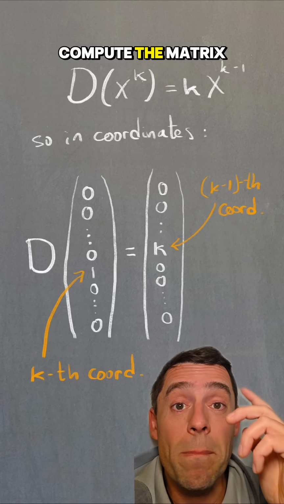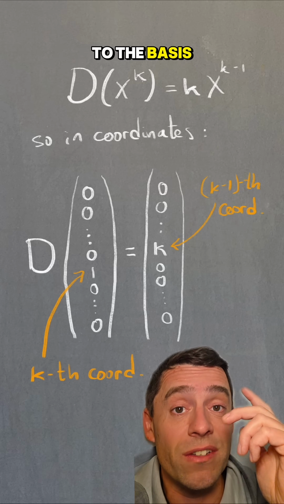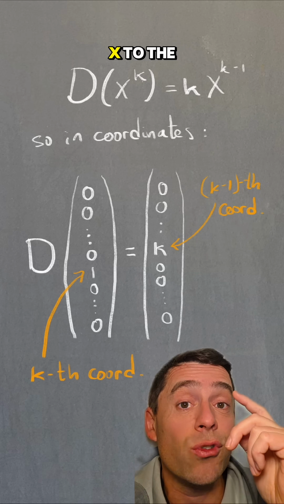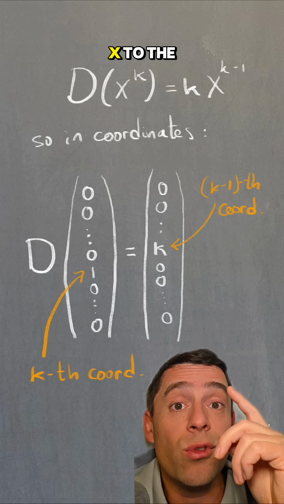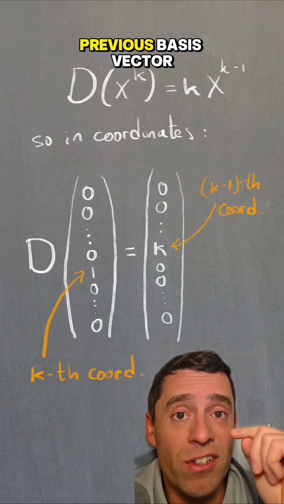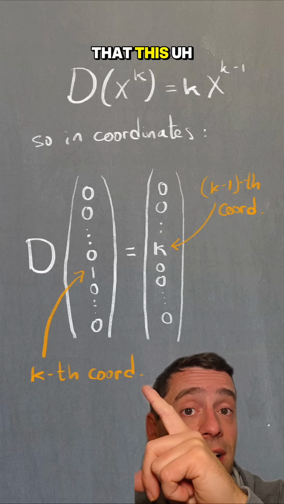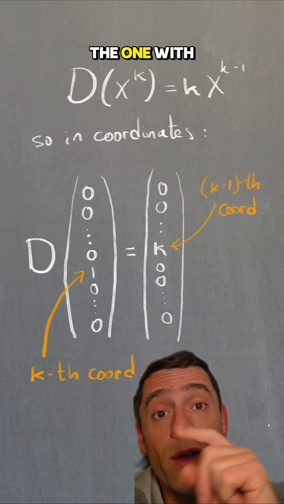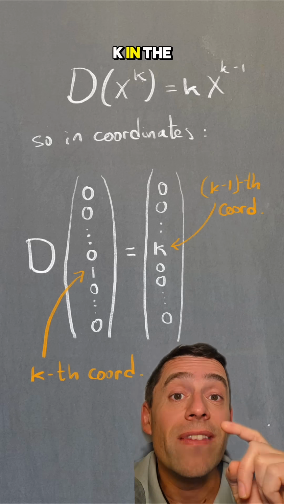In order to compute the matrix for the linear map, that is derivation, I need to know what happens to the basis vectors. And since the derivative of x to the k is k times x to the k minus 1, that means that the basis vector x to the k goes to the previous basis vector multiplied by k. So that means that this basis vector in coordinates goes to this other one. The one with a 1 in the kth coordinate goes to the one with a k in the k minus 1th coordinate.